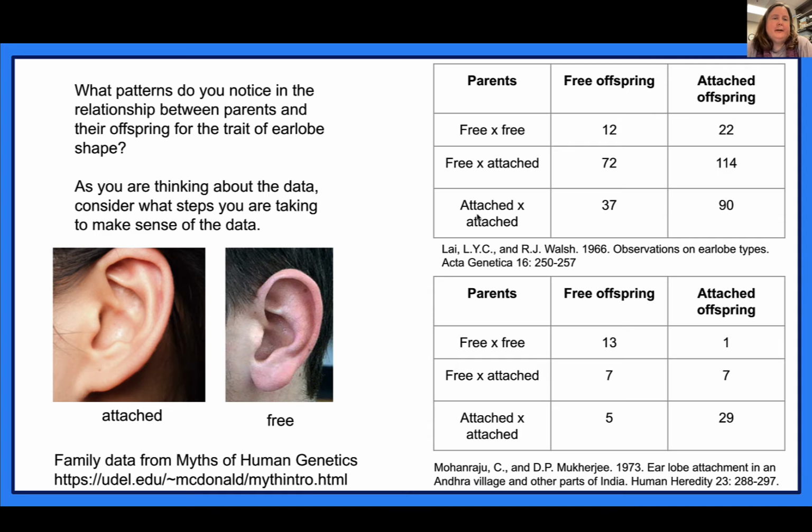Now, what I want you to do is look at what you see in these charts. What do you observe? What do you notice? What patterns do you notice in the relationships between parents and their offspring for the trait of earlobe shape? As you're thinking about this data, consider what steps you are taking to make sense of it. And be sure to read underneath. It gives you some information about where this data was taken.